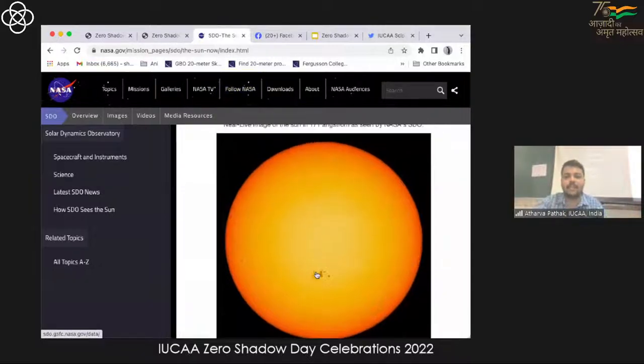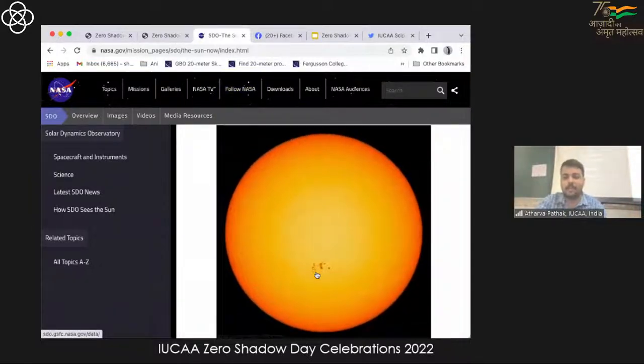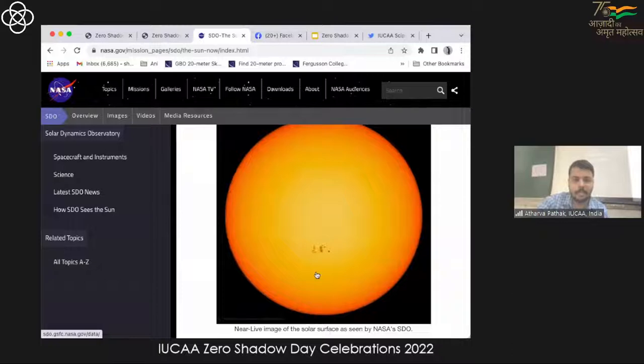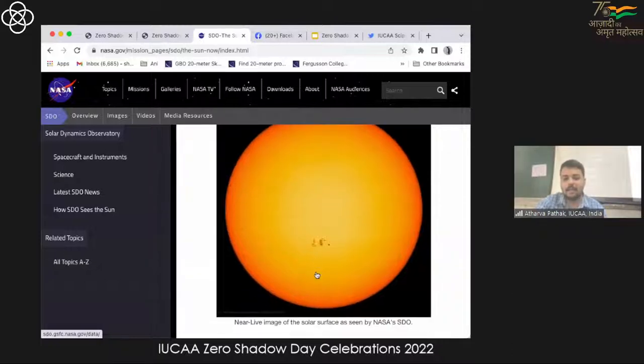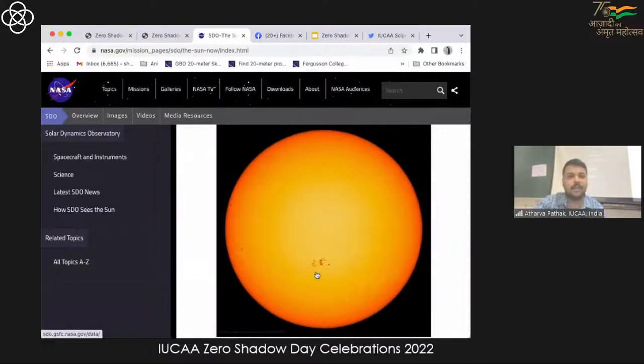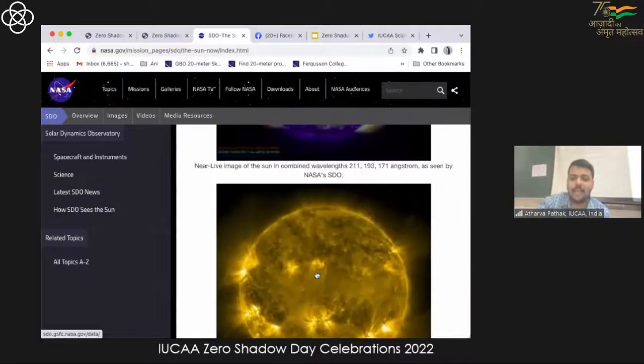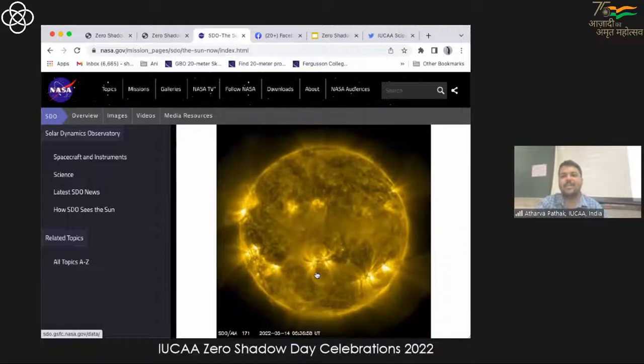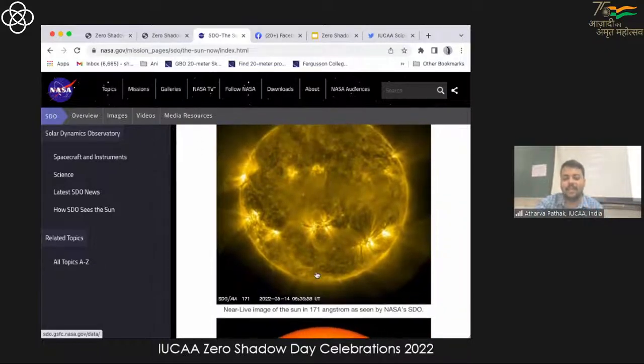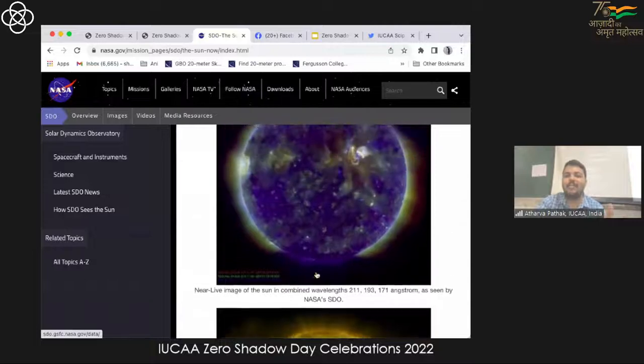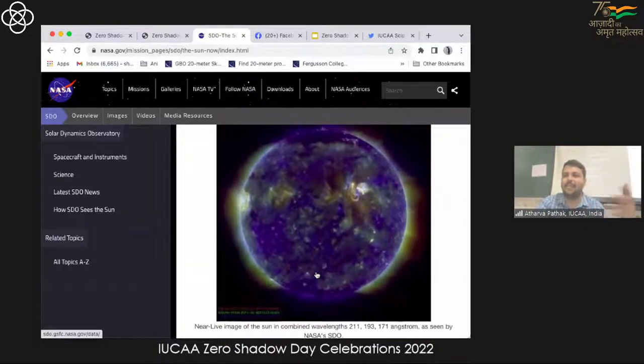So today, this is the live image of the sun captured by the SOHO spacecraft. And actually, it is the Solar Dynamics Observatory. They have captured a very detailed image of the sun. Now, the thing about this spacecraft is it has many cameras, so you can see the sun in different wavelengths. And you can see how the sun interacts in different frequencies.